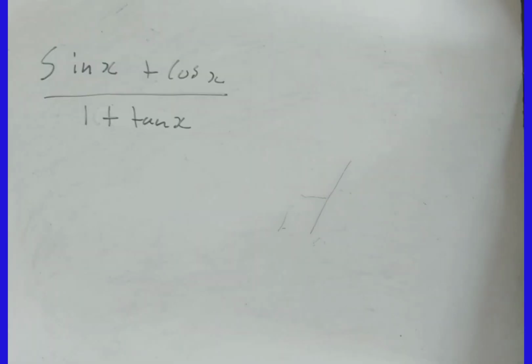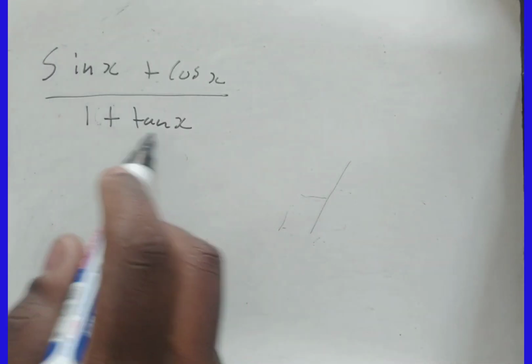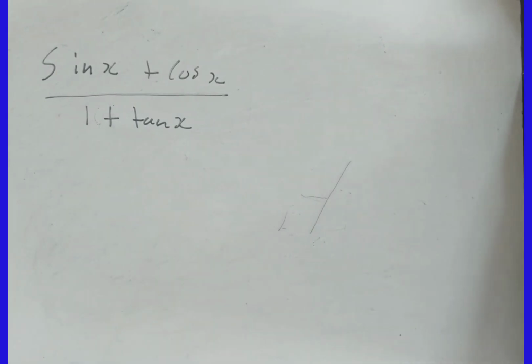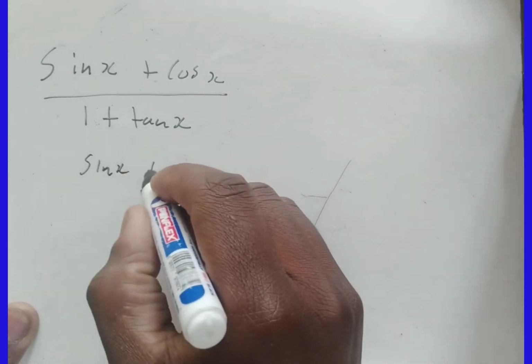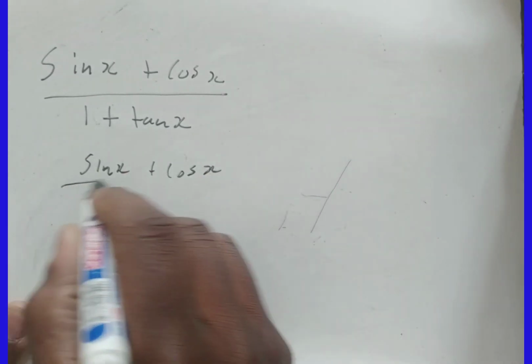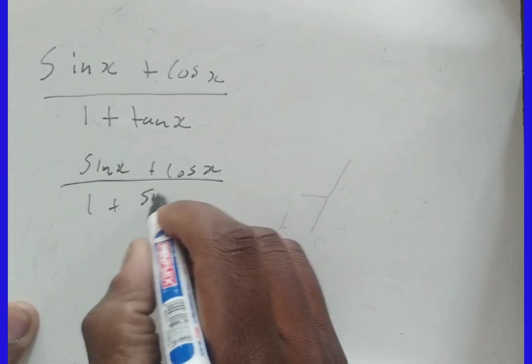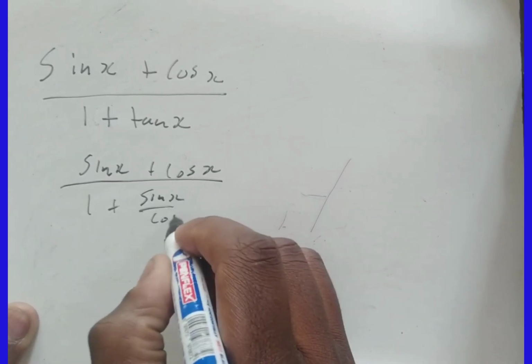Here is another example. So you can never be stuck, right? You can never be stuck. Of course, there's nothing to change there, but check, there is tan. So whenever you see tan, you change it to sine over cos. So let's do that. So this is going to be sine x plus cos x. This is going to be 1 plus sine x over cos x, right?